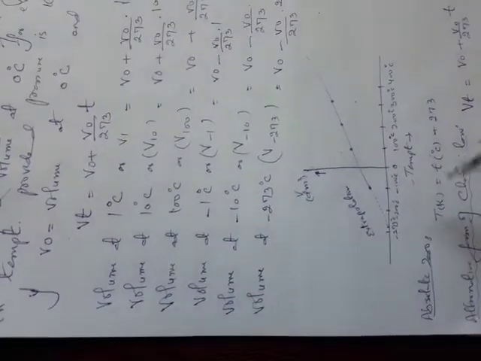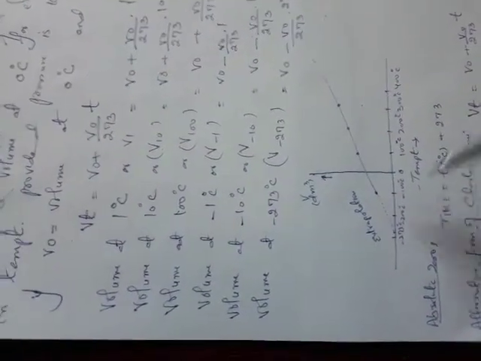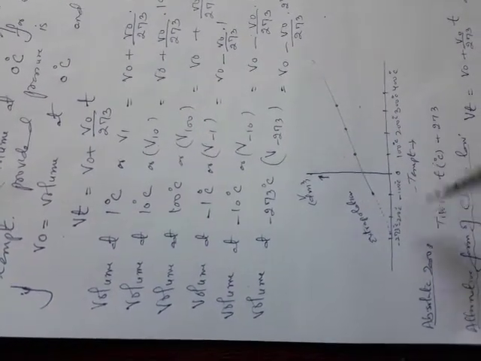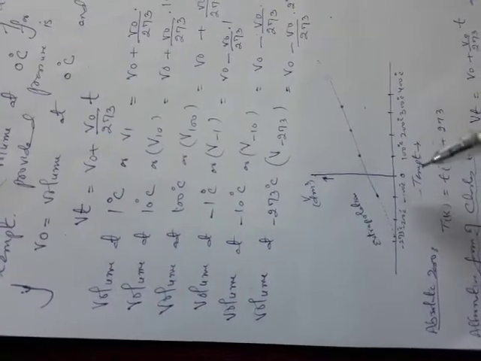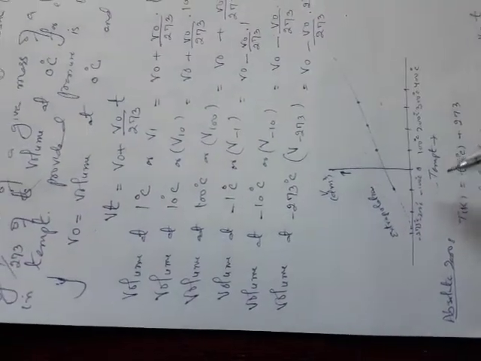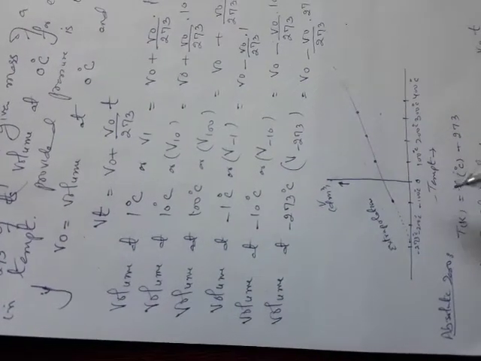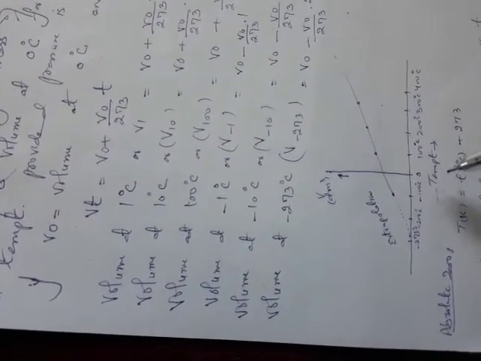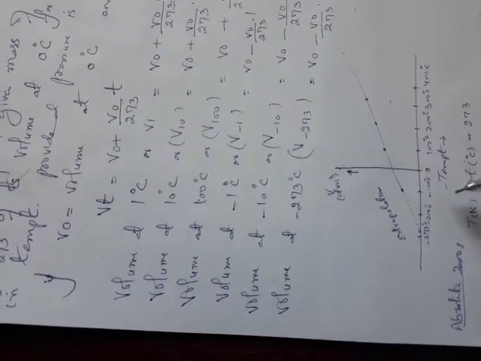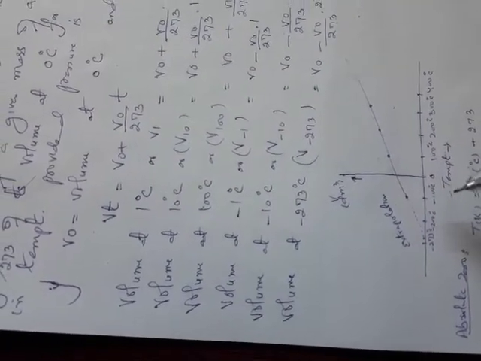As far as absolute zero or the Kelvin scale of temperature is concerned, this hypothetical temperature of minus 273, at which the volume of any gas becomes 0, we call absolute zero. It was Lord Kelvin who gave this scale of temperature. This is called the Kelvin scale, or we also call it the absolute scale, in which the lowest temperature is absolute zero, that is 0 Kelvin.